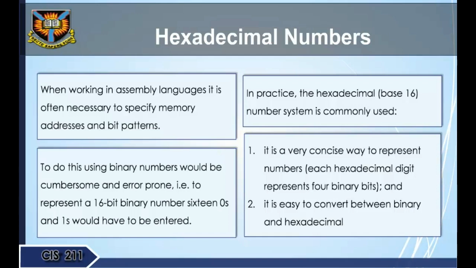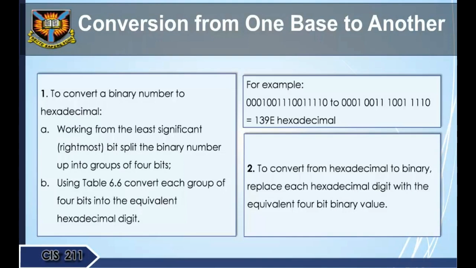1. It is a very concise way to represent numbers. Each hexadecimal digit represents 4 binary bits, and 2. It is easy to convert between binary and hexadecimal. Conversion from one base to another.